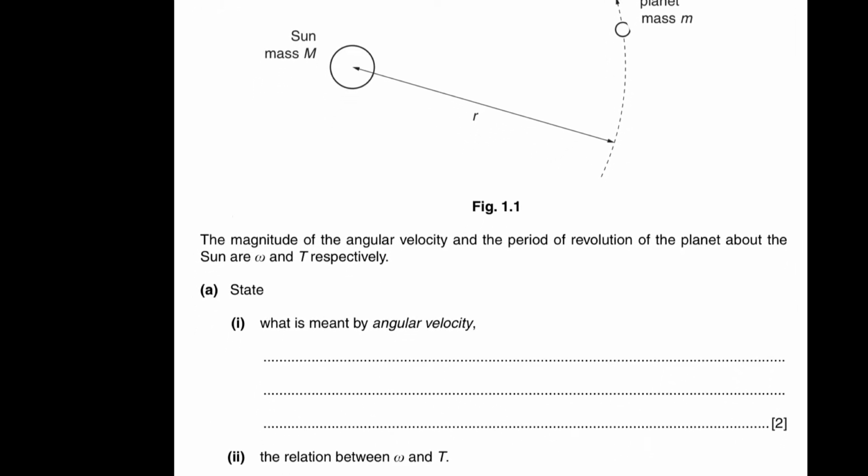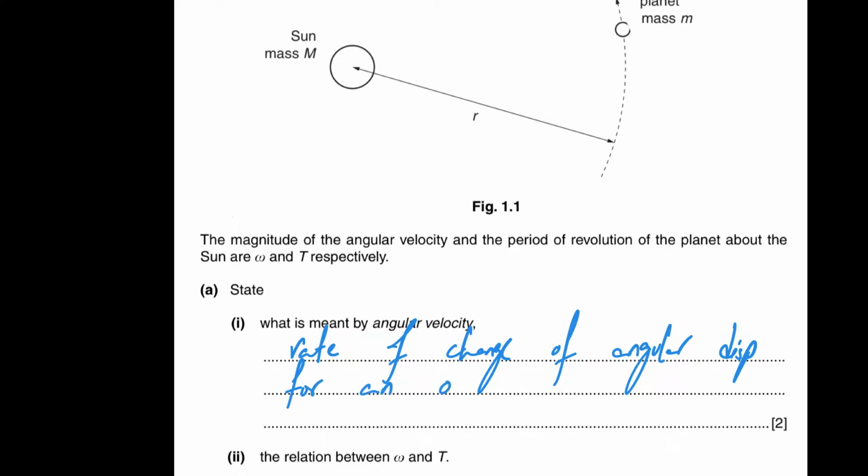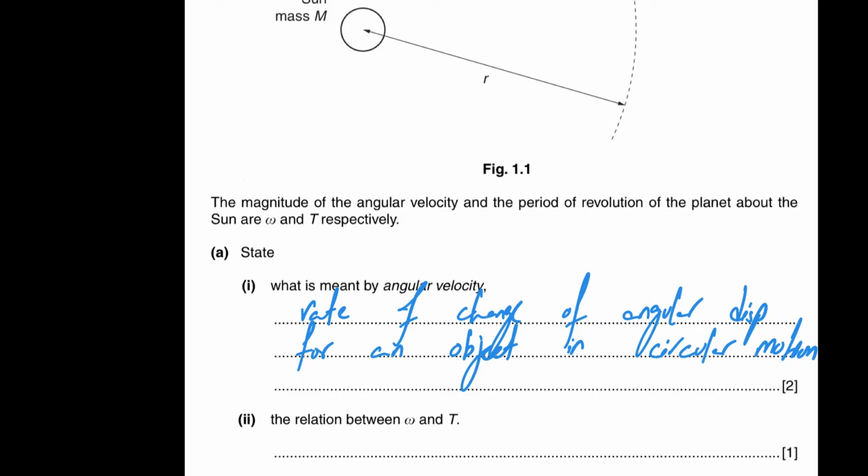Now, angular velocity is basically the rate of change of angular displacement for an object in circular motion. That is angular displacement. Now, part B of the question says, state the relationship between omega and T.